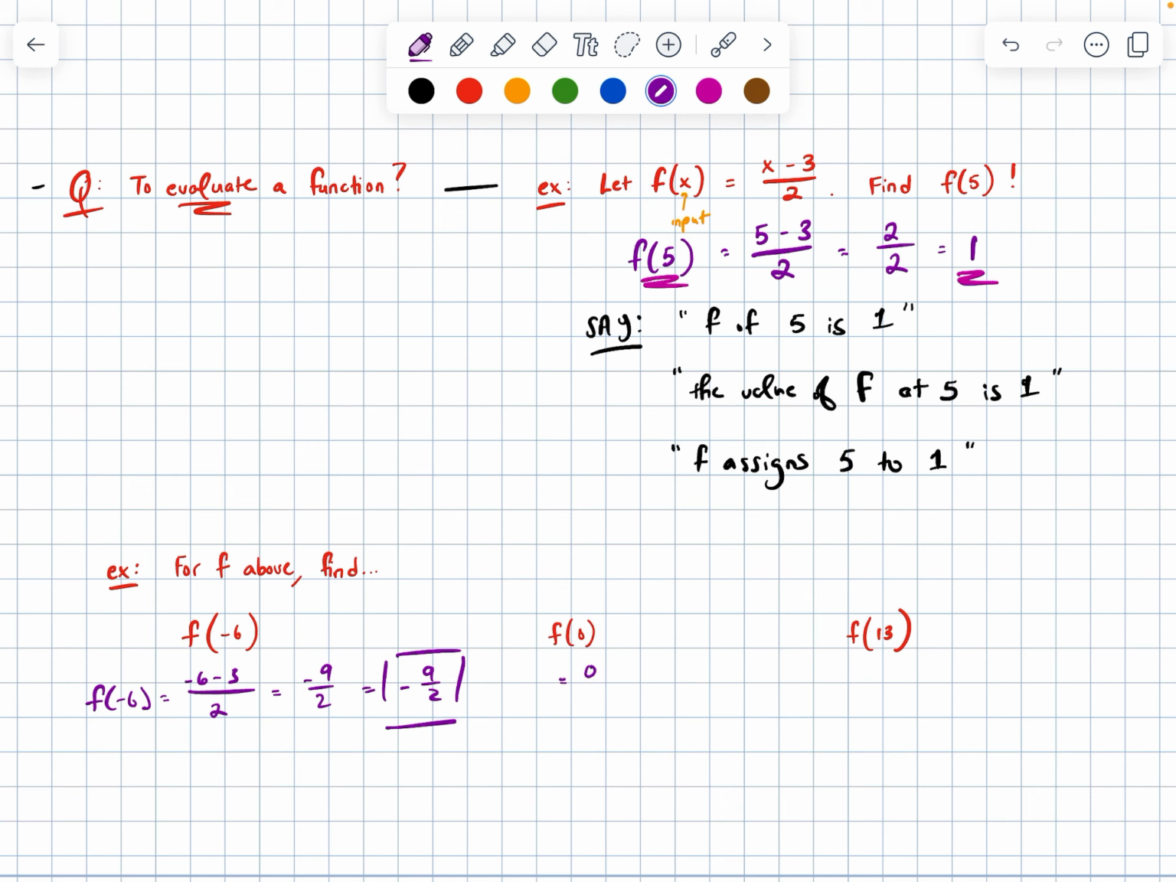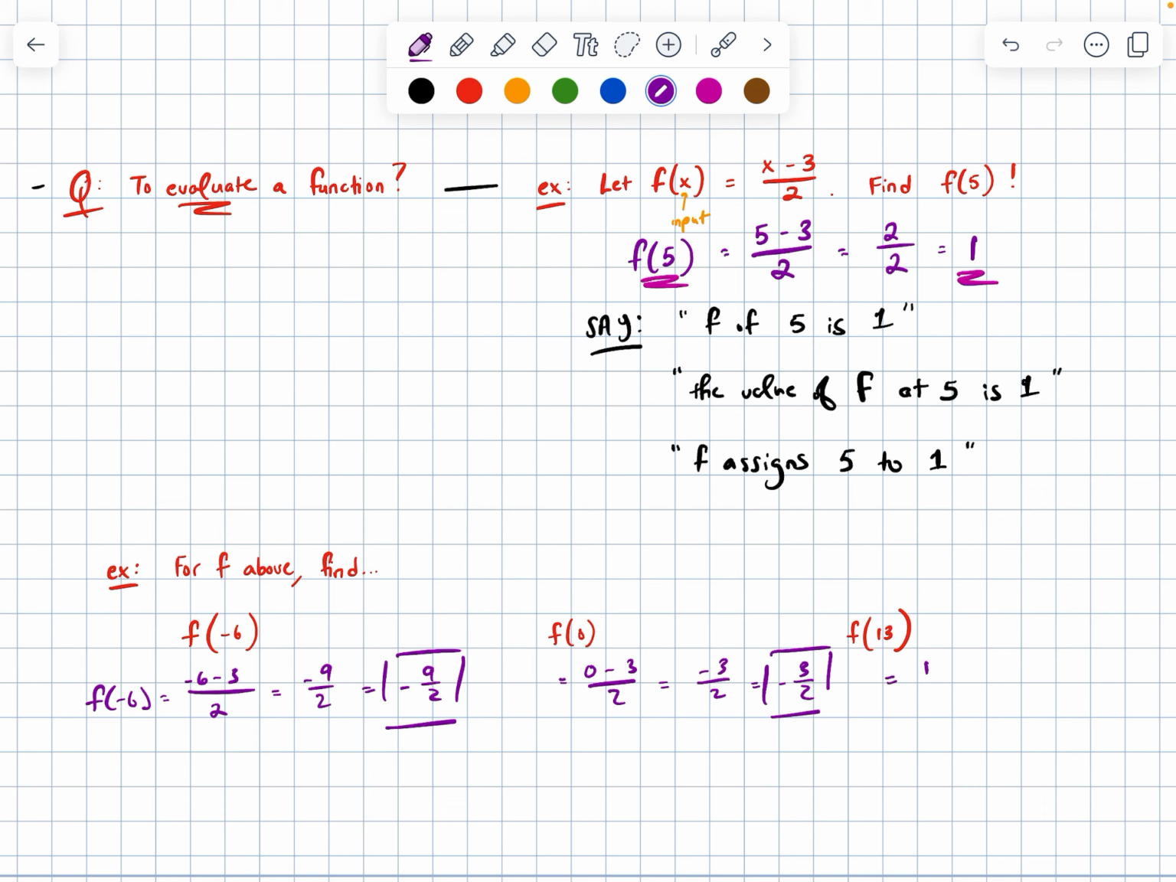I have f of 0. So f of 0 is going to be equal to 0 minus 3 over 2. Again, 0 is taking the place of x. So I've got 0 minus 3, which is negative 3 over 2. Again, if I want to be annoying, I might write this as negative 3 halves, but that's totally fine.